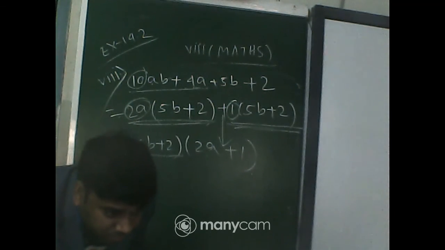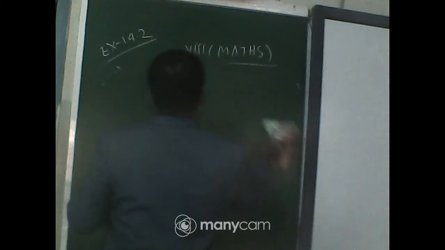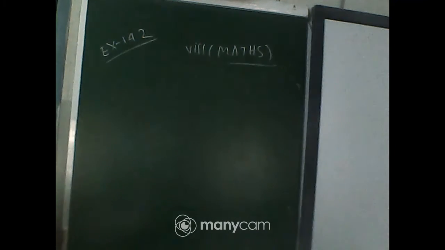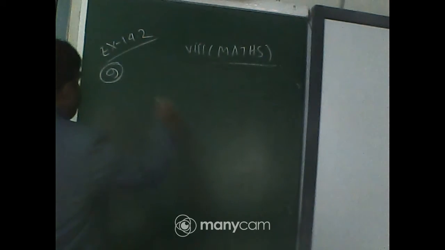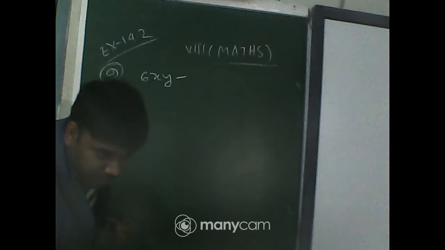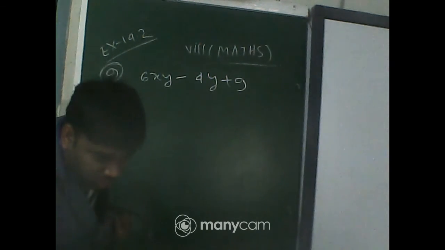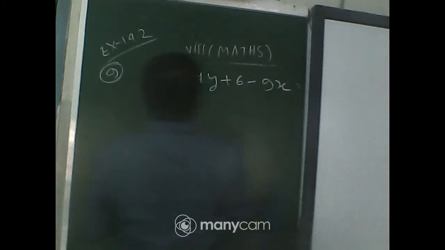Next, question number 9: 6xy minus 4y plus 6 minus 9x.